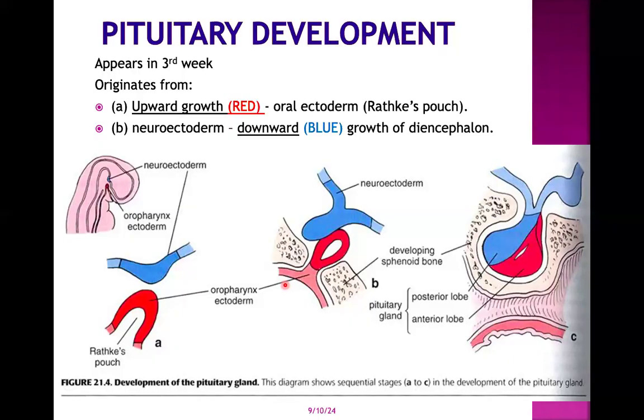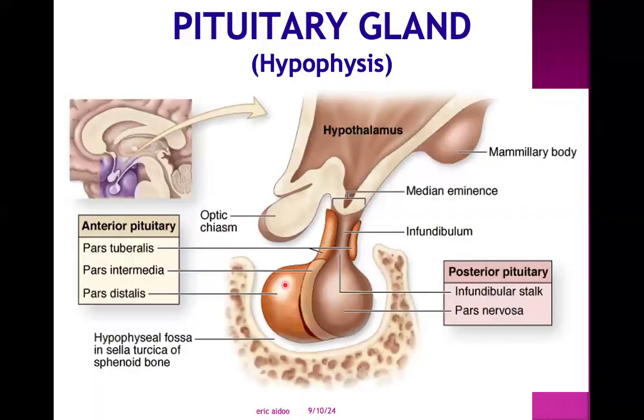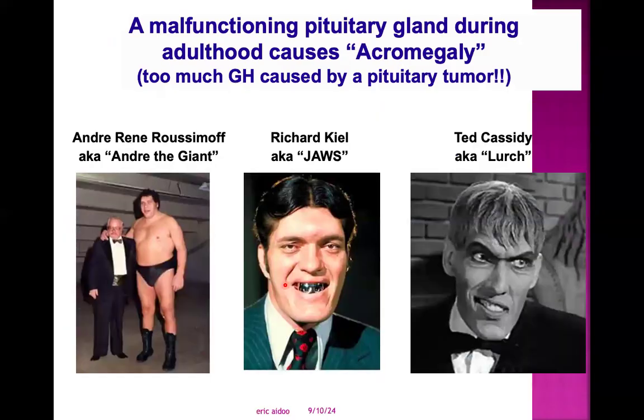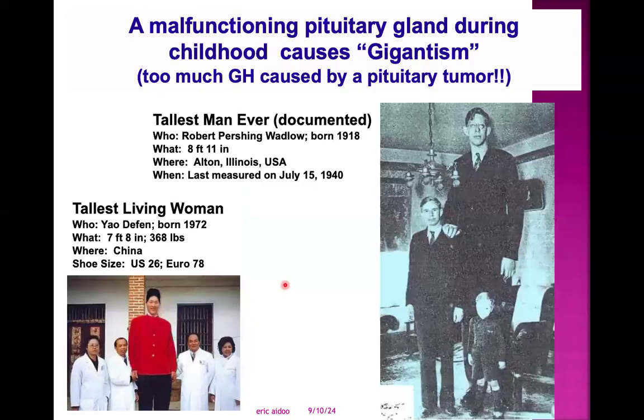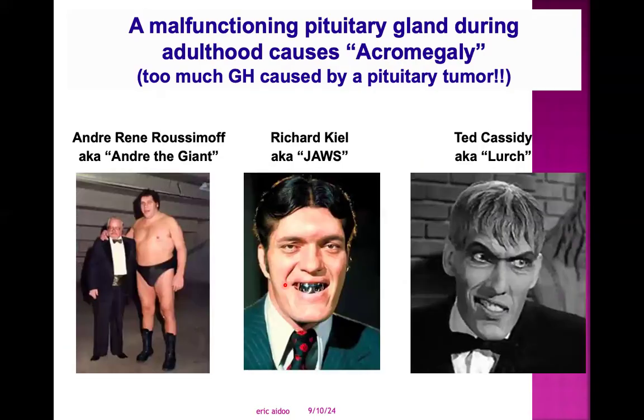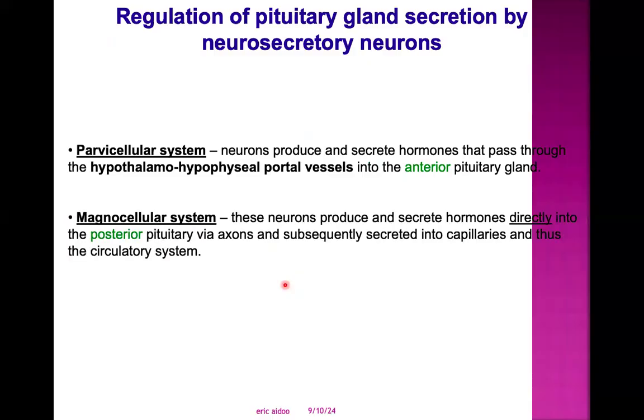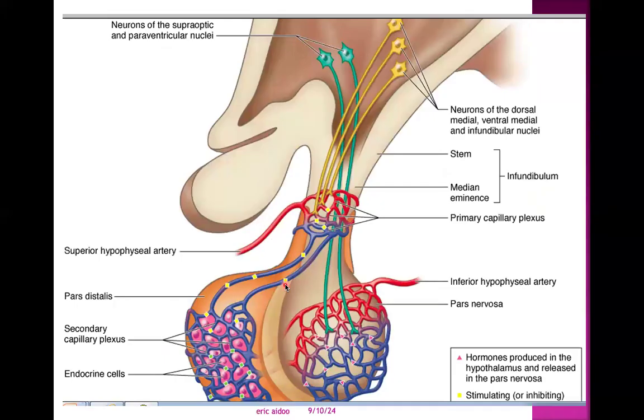However, in the parvicellular system, the neurons secrete, but then give to the hypothalamo-hypophyseal capillaries before it comes into the anterior pituitary. You remember that. We also looked at the malfunction of the pituitary, gigantism and acromegaly. Gigantism in childhood, and then in adulthood it is acromegaly. So basically that is that.